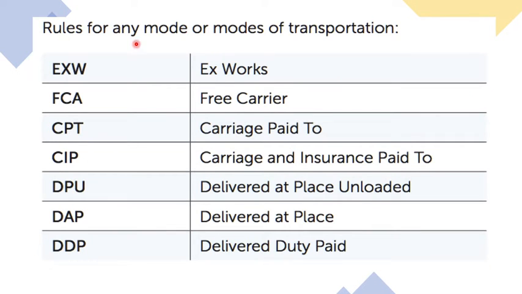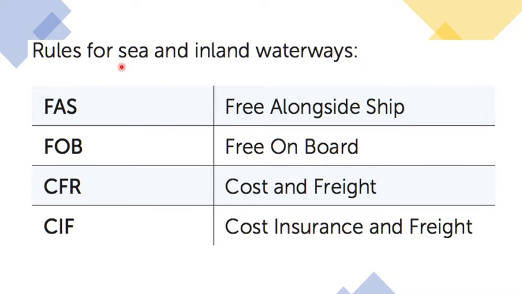So, rules for any mode of transport, these are the abbreviations. Mainly they are the rules involved in Incoterms, and you can read them. Then again, these are the four specific rules used for sea and inland waterways. Mainly when the carrier is coming through sea or inland waterways, these four are used there.